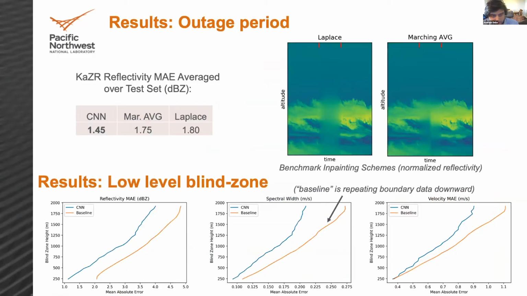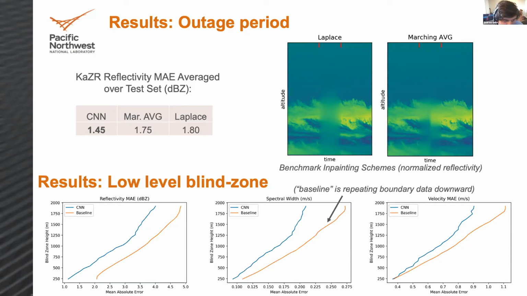So here's some quantitative results. At the top, I'm showing just the mean absolute pixel-wise error for the in-painting time period in the KaZR data. I compared it to just conventional in-painting schemes that, I'm not going to talk about them much, but examples of them are shown up on the upper right there. And yeah, in terms of pixel-wise error, the convolutional neural network pretty far outperforms those infilling schemes.